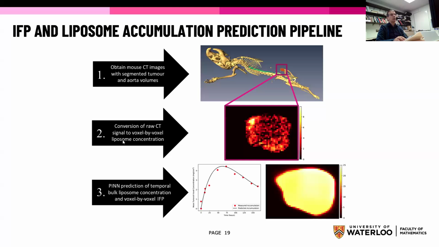The good thing about the data was that not only did we have the CT images, but we also had the pressure at certain points inside the tumor, so we could validate our model.